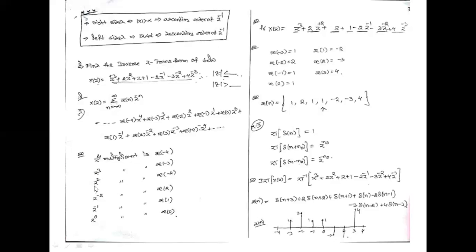See, z power 4, 3, 2, the positive powers, are multiplied by x of minus 4, minus 3, minus 2. And z power minus 2, minus 1, and 0 are multiplied by x of 2, x of 1, and x of 0. Now, these are the series of left-sided, not the left-sided, it is right-sided because of the negative powers. Positive powers of z are left-sided, and negative powers of z are right-sided. Got it, my students?